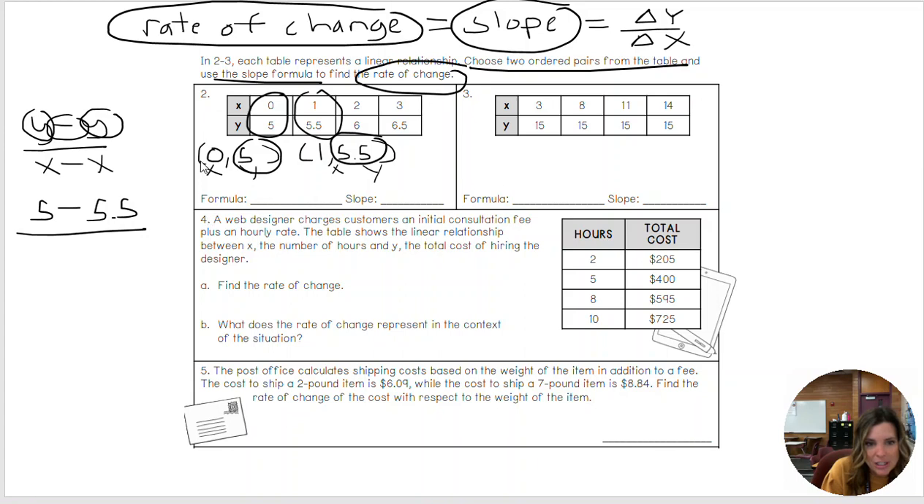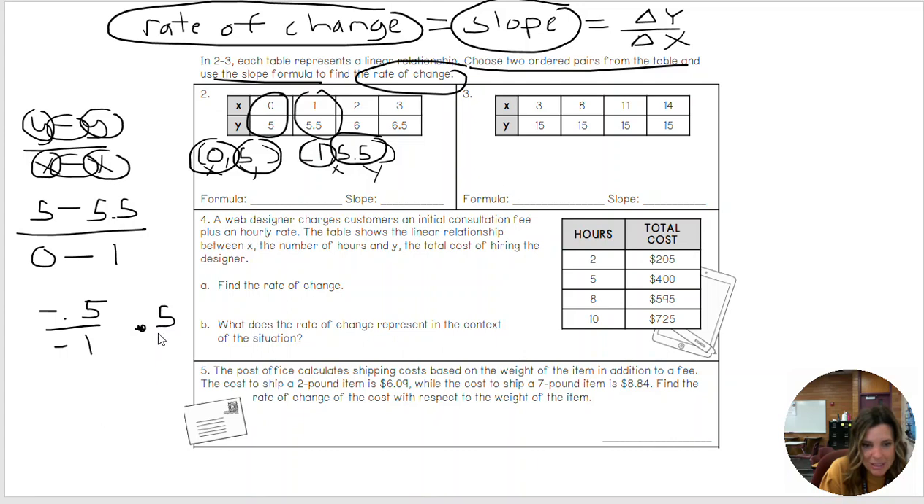And then to find your change in x, instead of this x, you plug in 0. And then you plug in your minus sign. And then instead of this x, you plug in a 1. Okay. So then from there, we would have -0.5 over -1. When we simplify that, which just simplifies to a 0.5. And then in your calculator, if you want to make that a fraction, you just do 0.5 and then do the fraction to decimal function. So your slope ends up being 1/2.